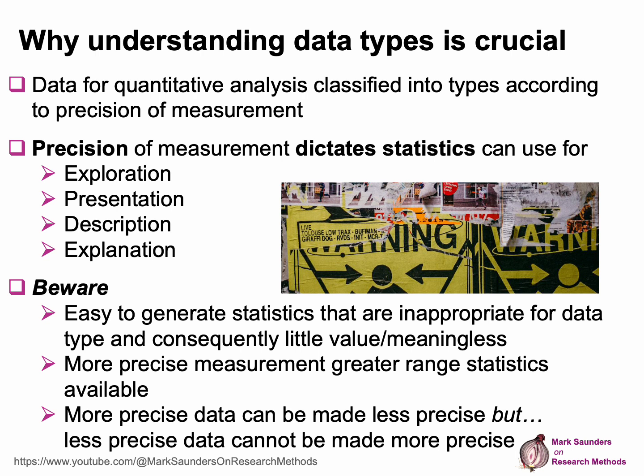The next thing to be aware of is the more precise our measurement, the greater the range of statistics that are available to us to analyse our data, and this is because more precise data can be made less precise. So we can go from an exact number of employees in an organisation, for example, to saying the organisation has between 5 and 49 employees, so we've moved from precise to less precise. However, less precise data cannot be made more precise.